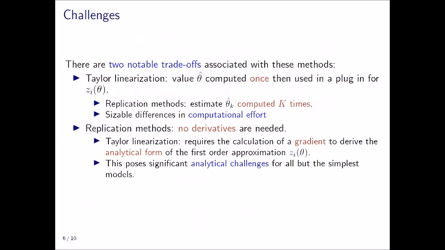When you use replication methods, you don't have to calculate any derivatives. Whereas with Taylor linearization, to get an approximate weighted sum as an approximation to your estimate, you need to take some derivatives, which means that you have to do a lot of analytic work and prep. So the trade-off here is computational effort versus analytic effort up front.